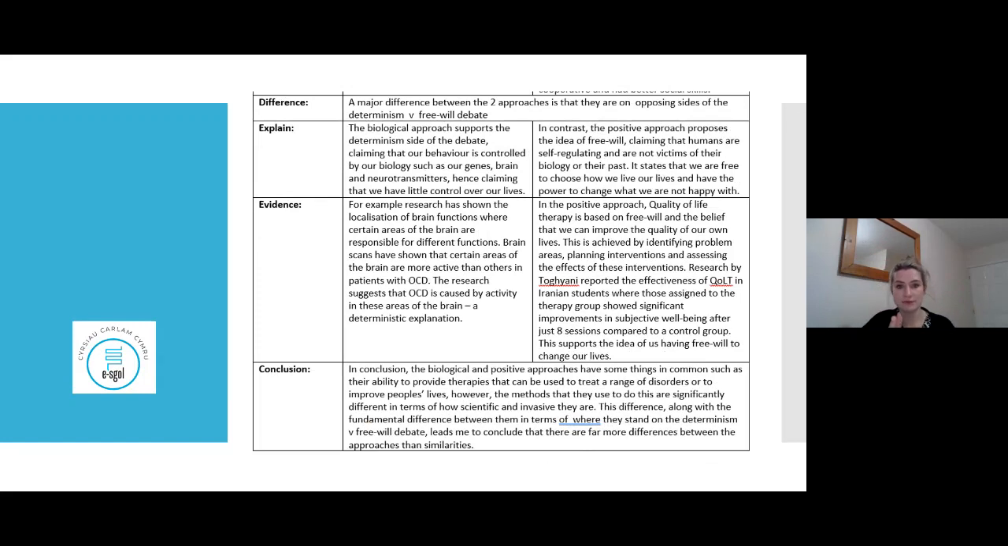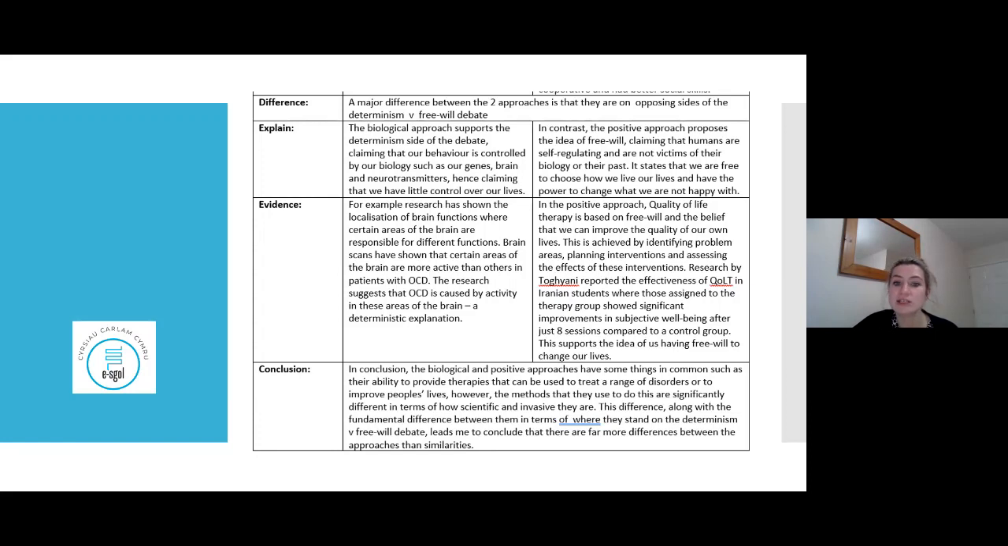Next one, the difference. Okay, so they've had a look at their list and they've thought, right, what are the main differences between the biological and the positive one? The major difference between the two approaches is that they are on opposing sides of the determinism versus free will debate. Lovely, really straight to the point. The biological approach supports the determinism side of the debate, claiming that our behaviour is controlled by our biology, such as our genes, brain and neurotransmitters, hence claiming that we have little control over our lives. So they've got a little bit of support there for that determinism.